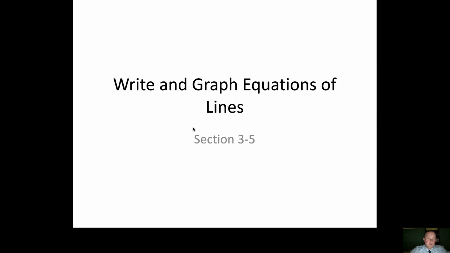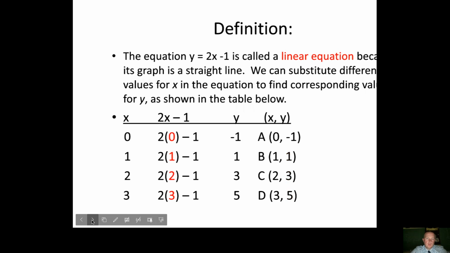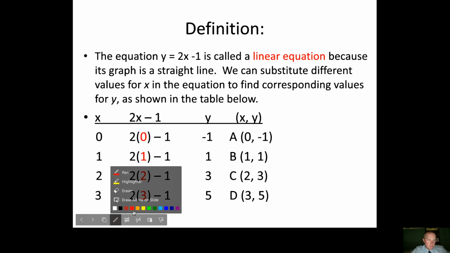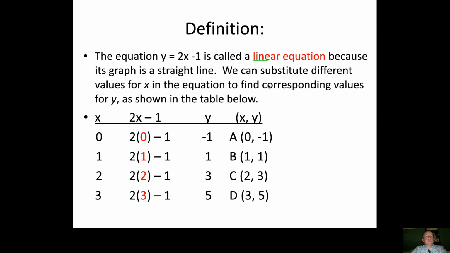This is section 3.5. We're going to write and graph equations of lines. When you first learned how to graph, you plotted points, and you plotted a bunch of them so it would make a line. So when you get an equation like y equals 2x minus 1, that's a linear equation because it makes a line.